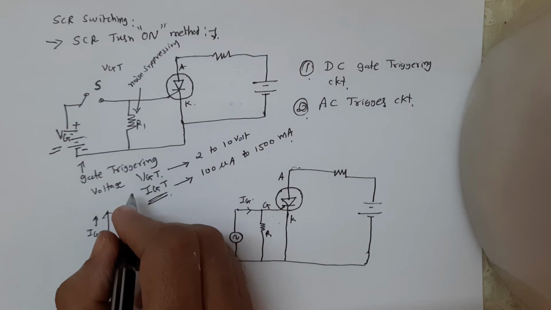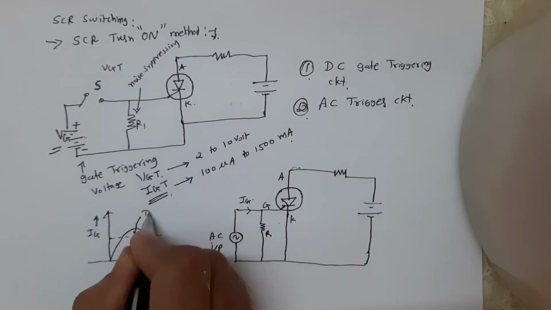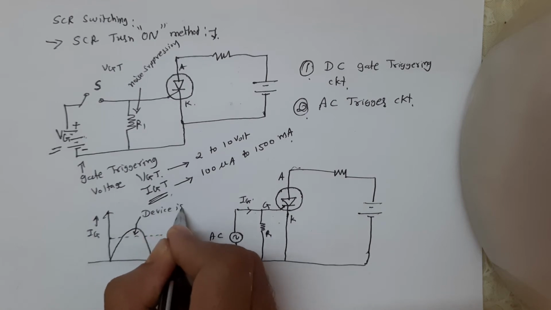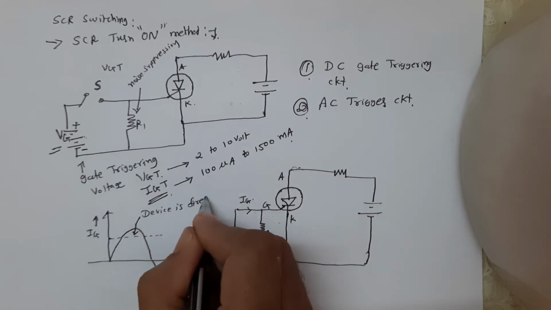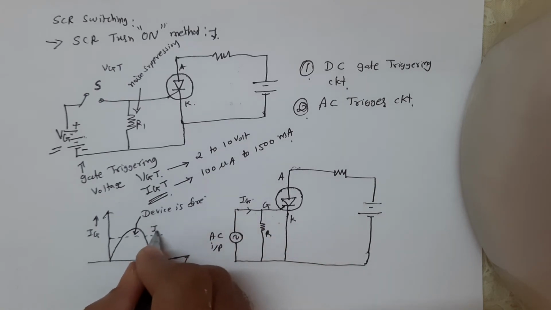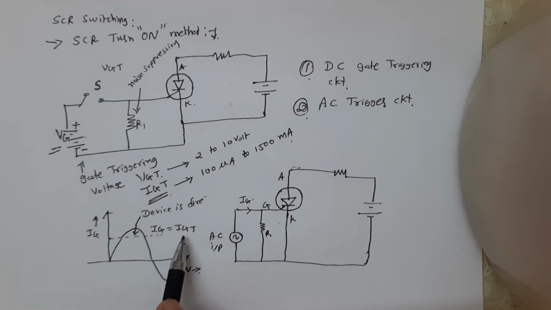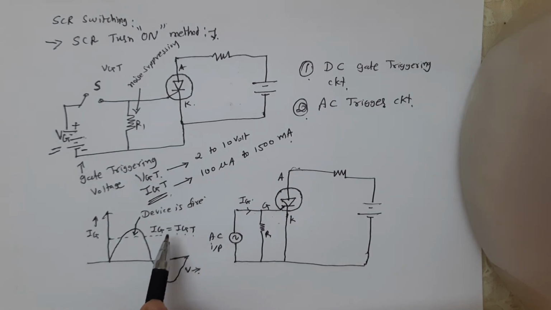This is known as the point where the device fires, that means the SCR is on here, and this is IG, it is equal to IGT, that means the gate triggering current.